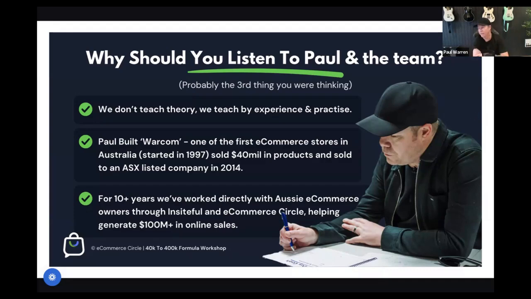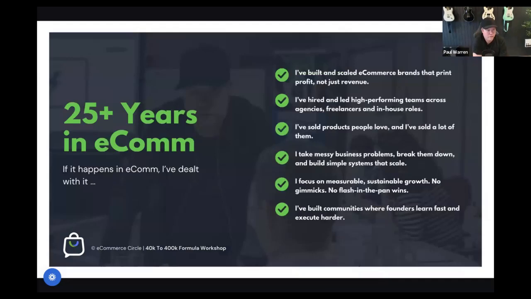I also run Insiteful. I started Insiteful probably 15 years ago. And Insiteful was my dev company that I used to build all the technology at Warcom. I spent probably 2 mil, I reckon, on building the Warcom technology platform. And this is well before Shopify and everything even existed. So we had a full-on accounting and ordering and order processing, and everything you can think of was involved in that system. And it was a headache and a half.